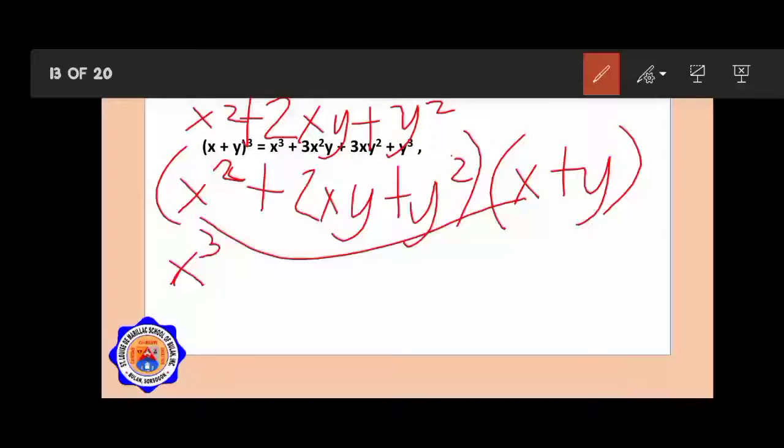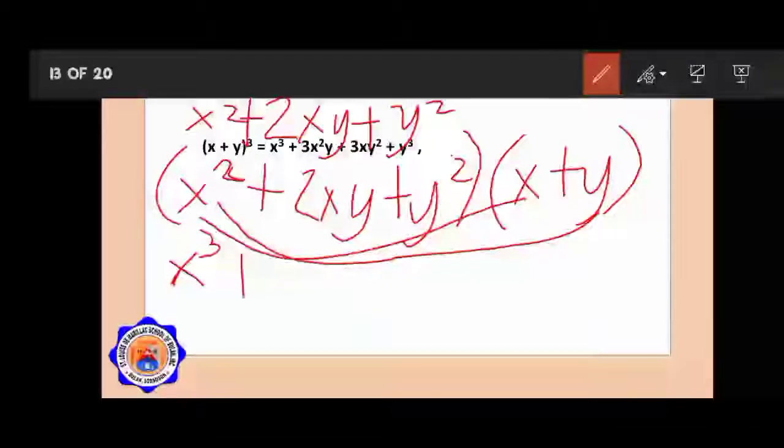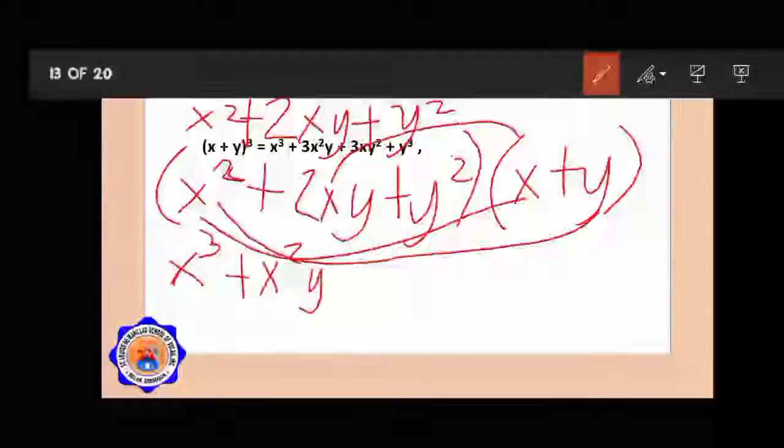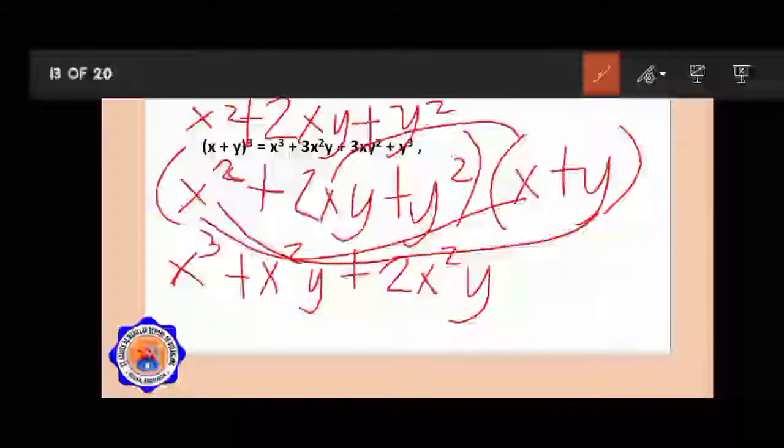So, the law of exponent in multiplication is addition. So, i-add mo ang exponent. Then, since tapos na tayo sa x squared times x, doon naman tayo sa x squared times y. So, this is positive x squared y. Then, next is the second term. So, 2xy times x is equal to positive 2x squared y.